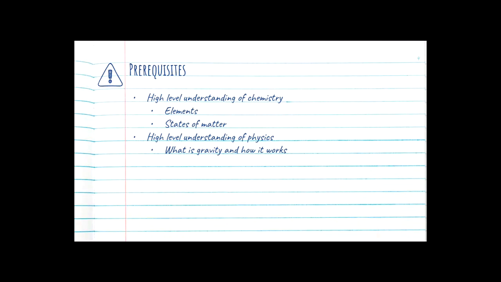So, some prerequisites before we start looking at some of the details and some of the modules that exist in this video series. You should have a really high-level understanding of chemistry. We're not going to look at any equations or try to solve anything like that, but you should have an idea of what the different elements are and what the different states of matter are, because when we talk about stuff in space, we talk about what they're made of and what state they're in, because that's how we can tell different things apart from each other.